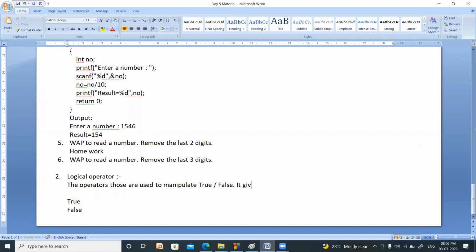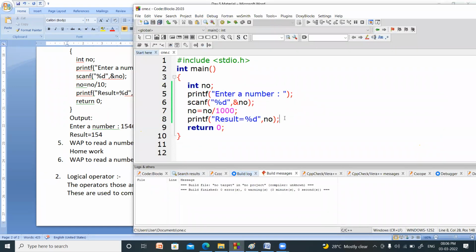So it gives the result as true or false. It works on true or false, and it gives the result as true or false. Right. Actually, in programming, these are used to combine the expressions, meaning conditions. So these are used to combine the conditions. Now see, I will write an expression here.